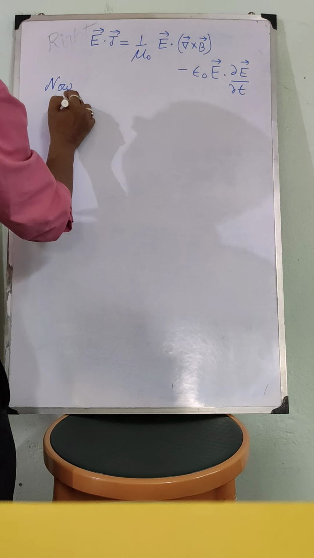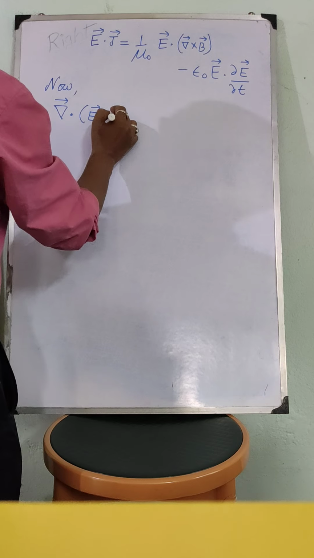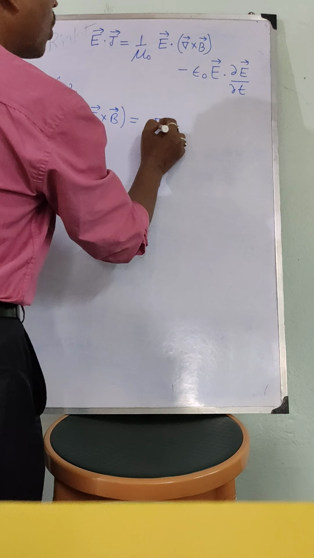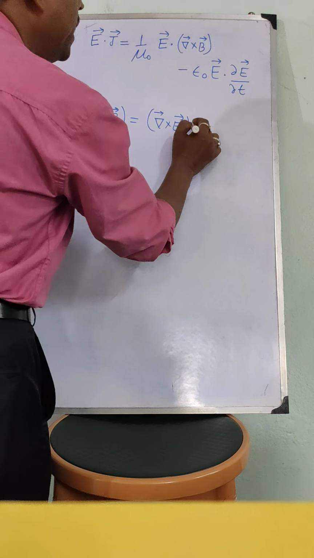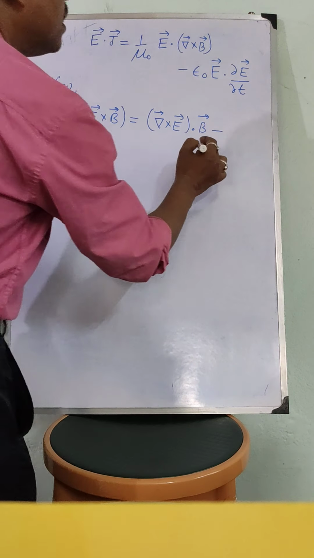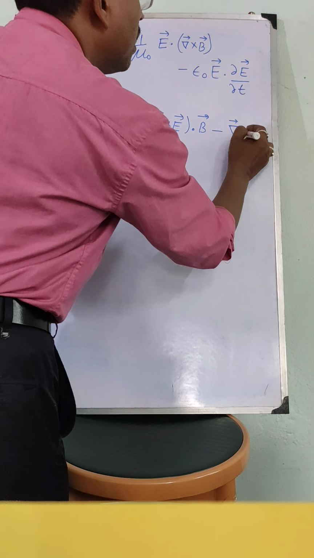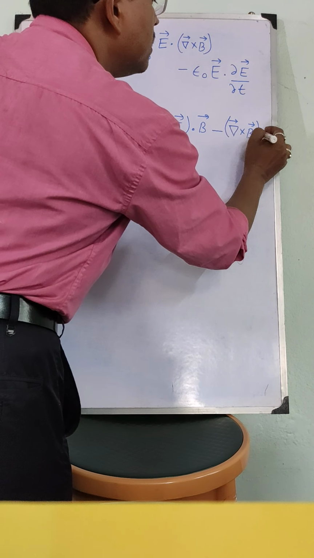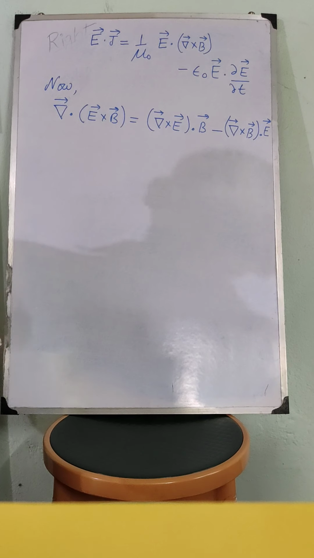del dot E cross B is equal to del cross E dot B minus del cross B dot E. This is the vector identity.